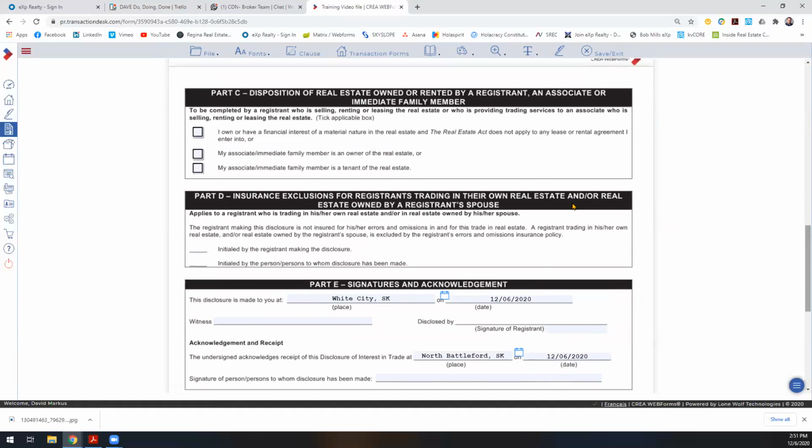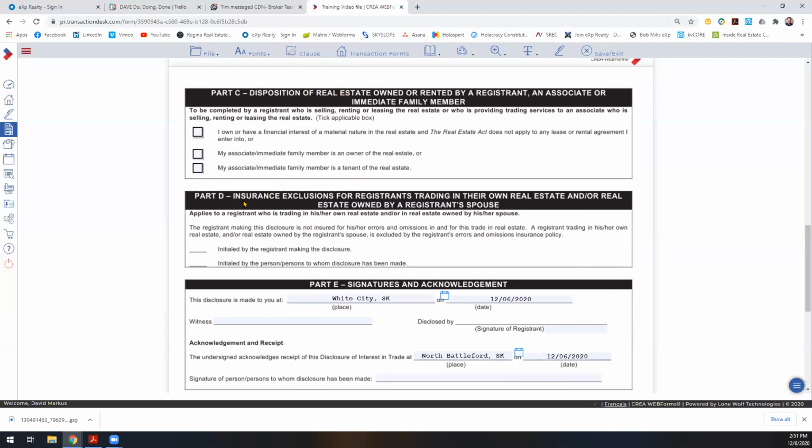Part C is for disposition of real estate. So that is if your client is disposing, is selling of the real estate. In this scenario, I'm doing just a buyer example, so we haven't checked anything in here. If this was a seller situation, you'd be checking one of those in Part C instead of Part B.